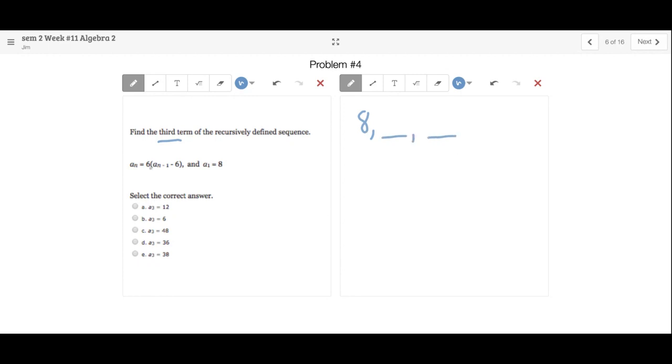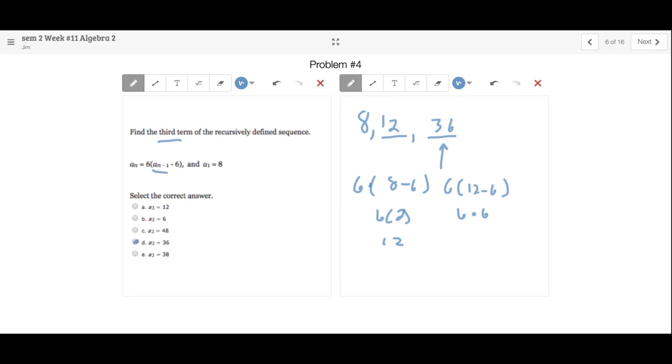In this problem, it's 6 times parentheses 8 minus 6, because we use the previous term. So 8 minus 6 is 2. 6 times 2 is 12. That's my next term. Then to find the third term, which is what they're looking for, I go 6 times 12 minus 6. 12 minus 6 is 6. 6 times 6 is 36. So another D for an answer.